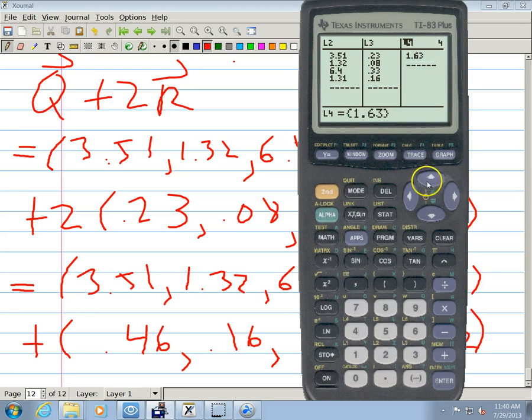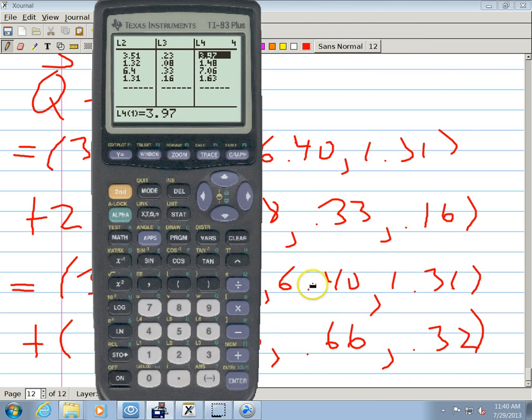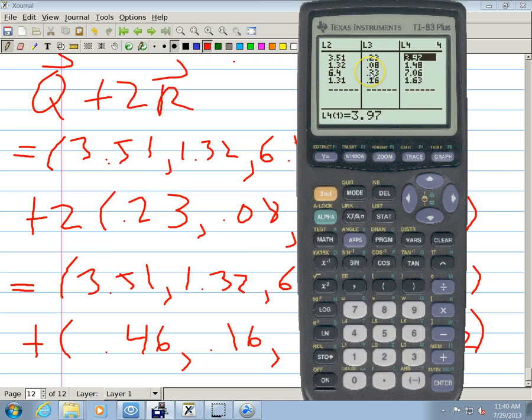It's going to be L2 plus 2 times L3. Right? Okay. So this one is 6.40 plus 0.66 is going to be 7.06. Yes, it is. And 1.31 plus 0.32 is 1.63. It is. Okay, perfect. So you don't need Ziggy to do this.